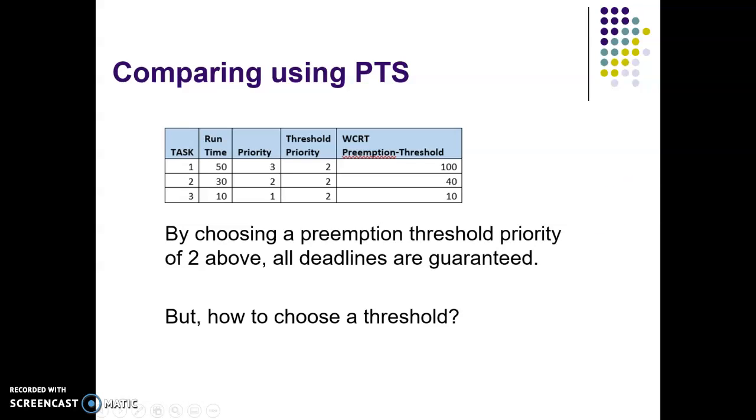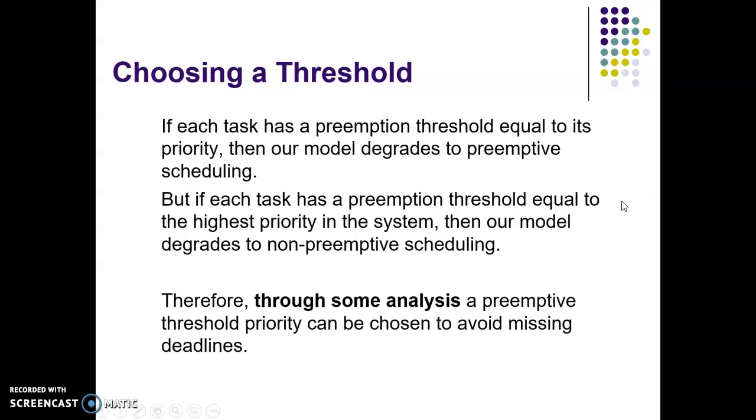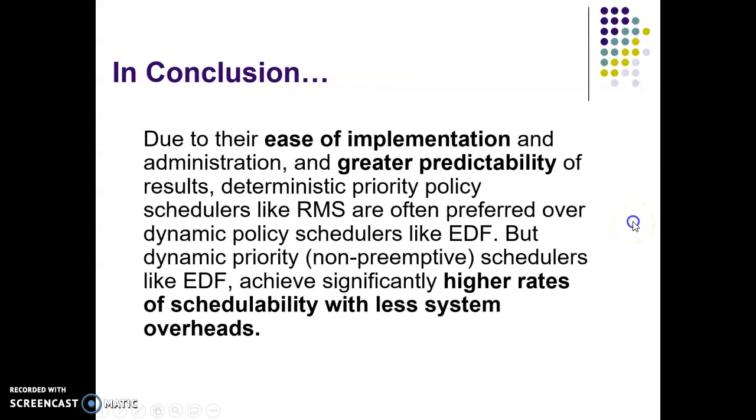But how to choose a threshold? If each task has a preemption threshold equal to its priority, then our model degrades to preemptive scheduling. But if each task has a threshold equal to the highest priority in the system, then our model again degrades to non-preemptive scheduling. Therefore, some analysis is required, but through some analysis, a preemption threshold priority can be chosen to avoid missing deadlines, which is very good.